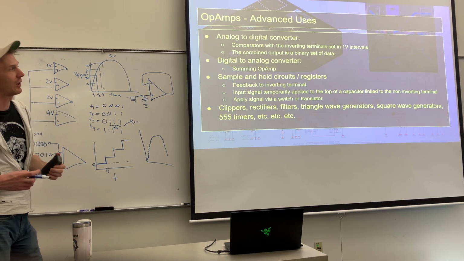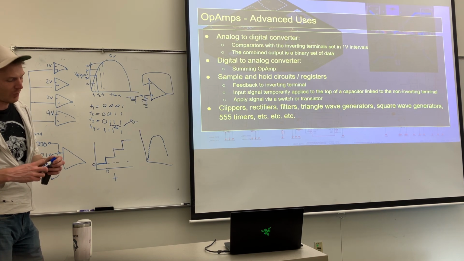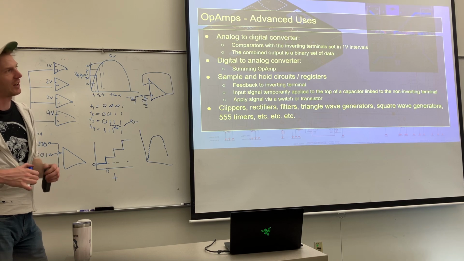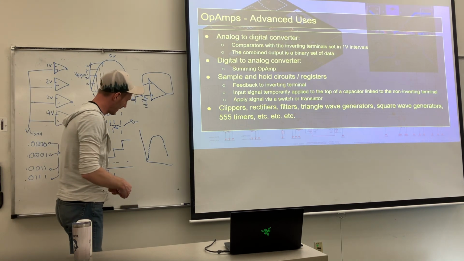You can make triangle wave generators, like we talked about. You can make square wave generators, 555 timers. Almost everything is OpAmps these days. It's all OpAmps the whole way down.